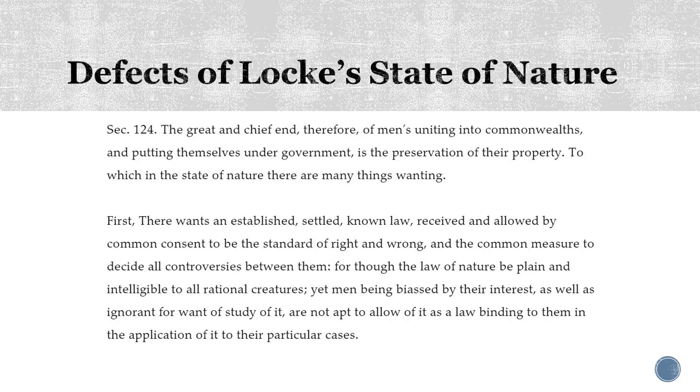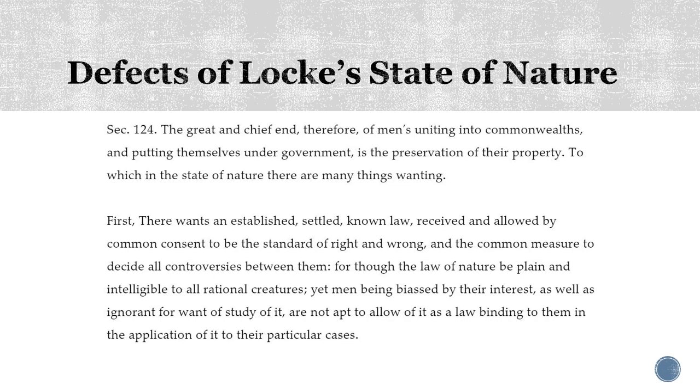And so, again, let's let him continue. First, there wants, that is, he says there needs to be, an established, settled, known law, received and allowed by common consent to be the standard of right and wrong, and the common measure to decide all controversies between them. For though the law of nature be plain and intelligible to all rational creatures, yet men being biased by their interest as well as ignorant for want of study of it, are not apt to allow of it as a law binding to them in the application of it to their particular cases.